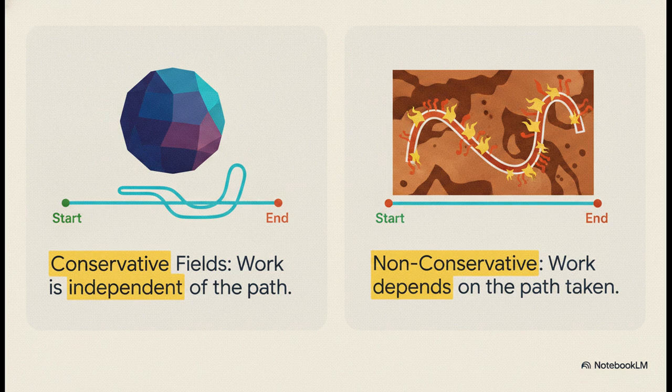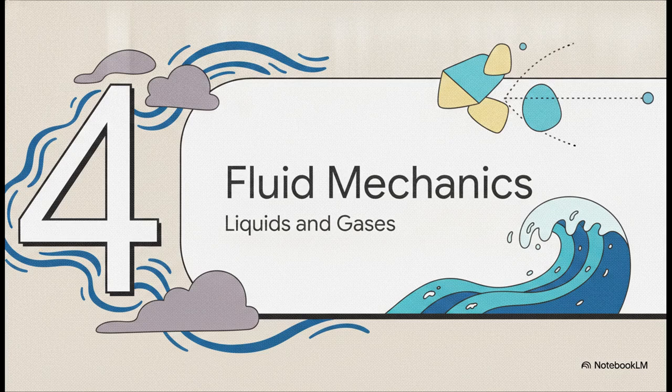Simple. But non-conservative fields? Things like friction and air resistance, those are the real-world thieves. Here, work absolutely depends on the path. Literally, the longer the path, the more energy is actively stolen and just dissipated away from your machine. Which brings us to Section 4, Fluid Mechanics and Buoyancy. We're shifting over to liquids and gases now.